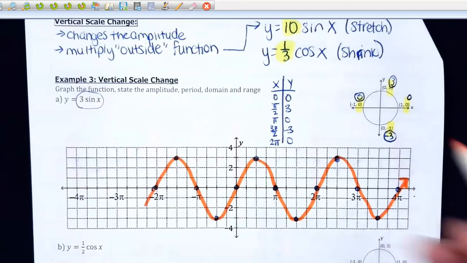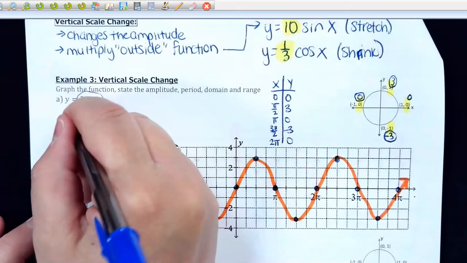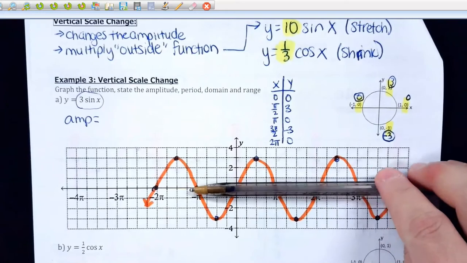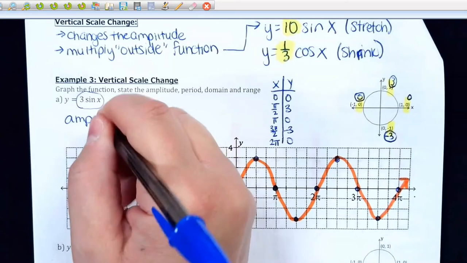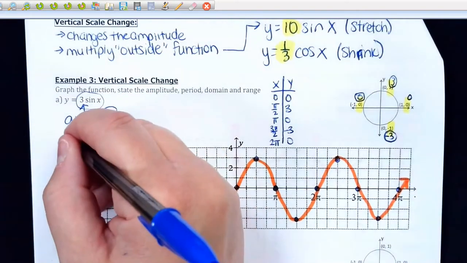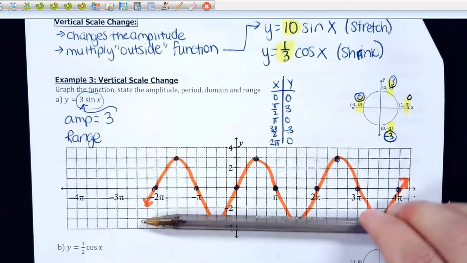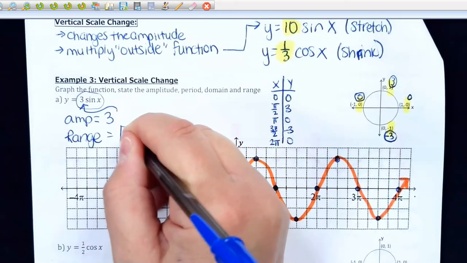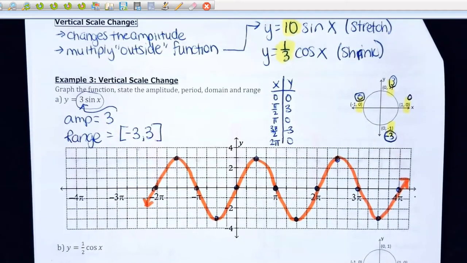So I'm just going to jot down the two things that change. My amplitude, the height of the wave above the midline. The midline for this graph, again, is going to be the x-axis. So the height of that wave is just 3. And you'll notice that it's going to match that number out in front. And then the other thing it changes is the range. So now the lowest point is -3, the highest point is +3. And I do have points there, so I'm going to use brackets. So this goes between 3 and -3 for your range.